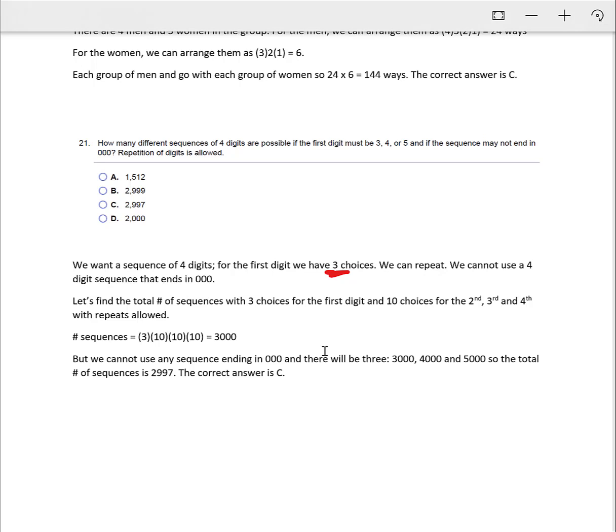But we can't use anything ending in 0, 0, 0. So there's going to be 3 of those sequences, 3,000, 4,000, and 5,000. So we're going to subtract 3 from the 3,000, and we come up with 2,997.